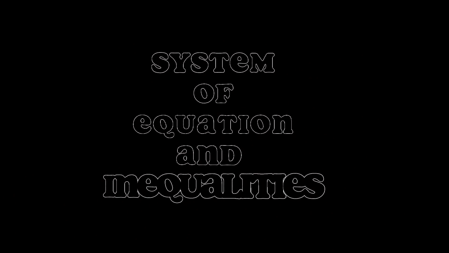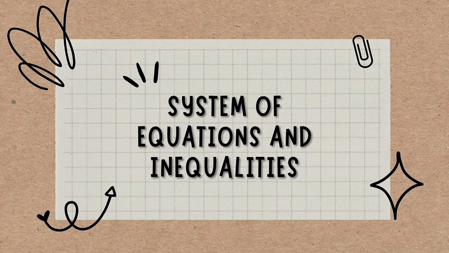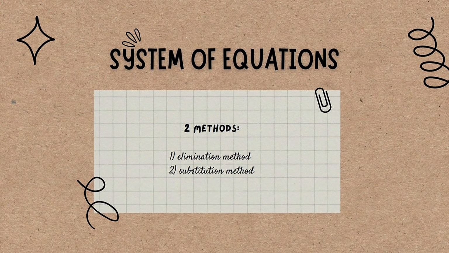In this video, we will explain about system of equation and inequalities and trigonometry. System of equation. There's two methods in system of equation: elimination method and substitution method. Example for this kind of equation will provide later.